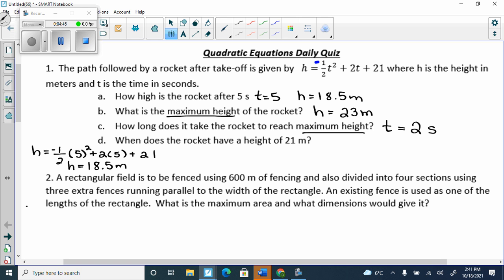The next one says, when does the rocket have a height of 21? I need to type this in. Oh, sorry, I meant 0, because look at the equation.